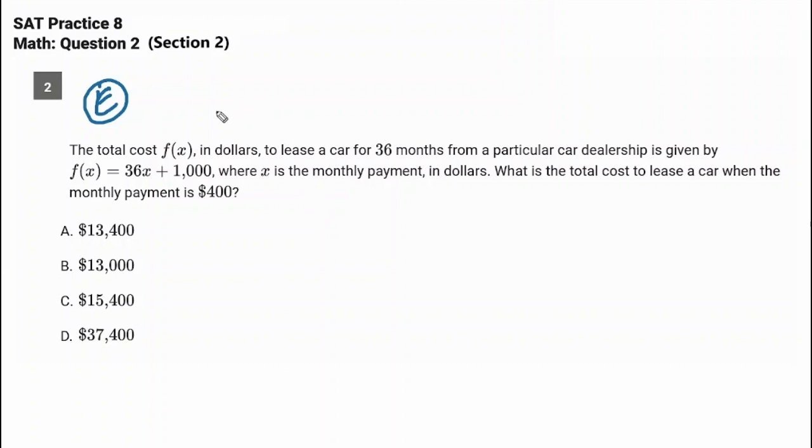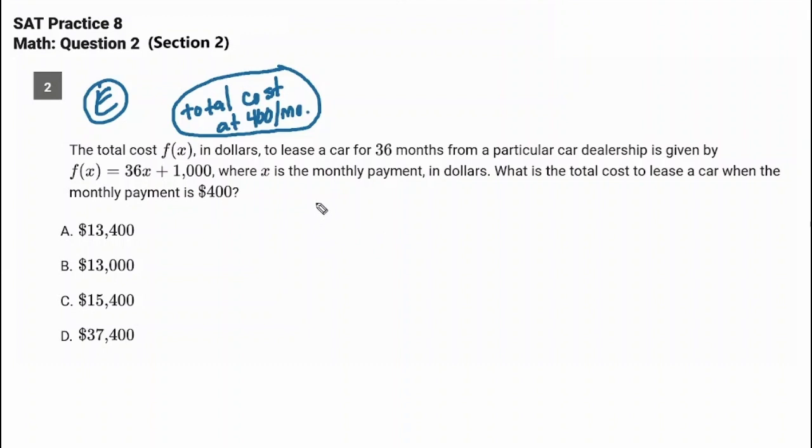So I'm going to write down what I want. And with these SAT functions, even though this is a really easy one, this works for really hard ones too. Just think about in the real world, if you were to go to a car dealership, you could very easily figure out the total cost to lease a car for 36 months. You just wouldn't make a function out of it because you're not ETS test writers.